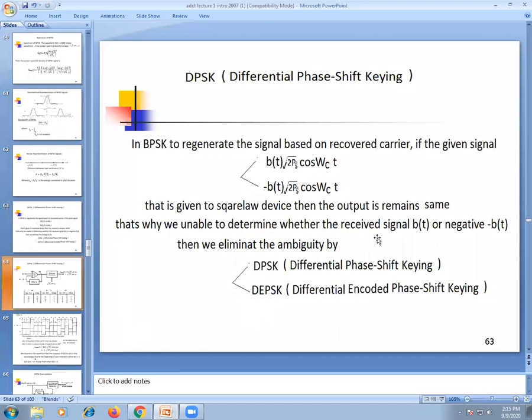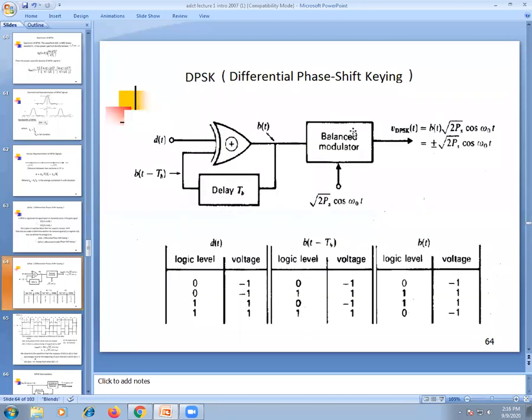Students, the transmitting end of the BPSK is a balanced modulator only, is it not? In the BPSK block diagram, the modulating end is a balanced modulator. Here too, in differential phase shift keying, a balanced modulator is there. For the balanced modulator, one input is the b(t) signal, the same as in BPSK, and the other input is root 2 Ps cos omega naught t. These two signals are the same.